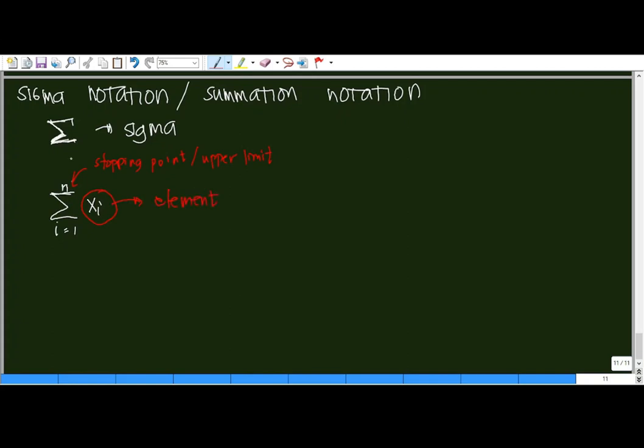Okay? So, paano ba binabasa itong sigma notation na to? It is the sum of xi from 1 to n. Okay? Now, in this element, kahit anong letters pwede ninyong gamitin. Here I used x, but there are many letters that we can use for the element.